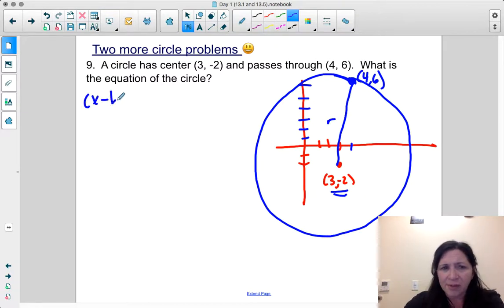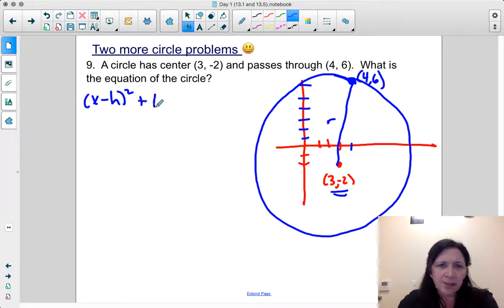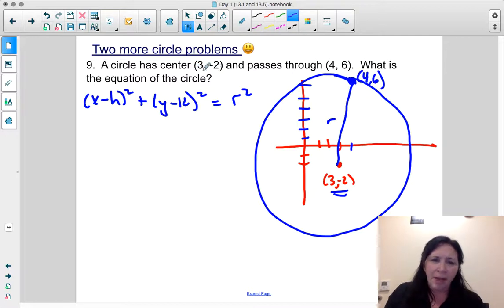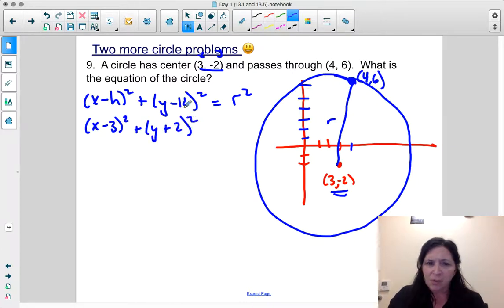Remember, it's (x minus h) quantity squared plus (y minus k) quantity squared equals my radius squared. We already have half of the problem. We have the center. The center goes in here. So really, it's (x minus 3) quantity squared plus (y plus 2) quantity squared. Because remember, given the point (h, k), we have (x minus h) squared plus (y minus k) squared. So far, this is what we have.